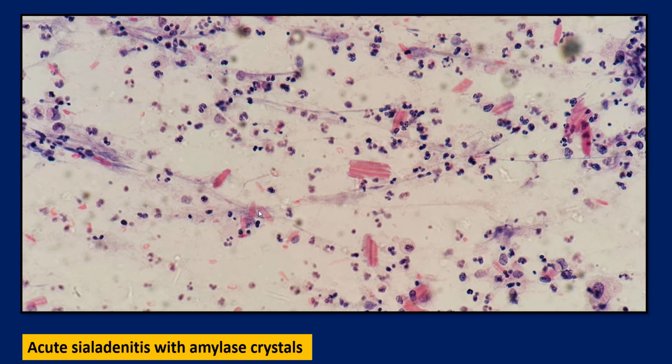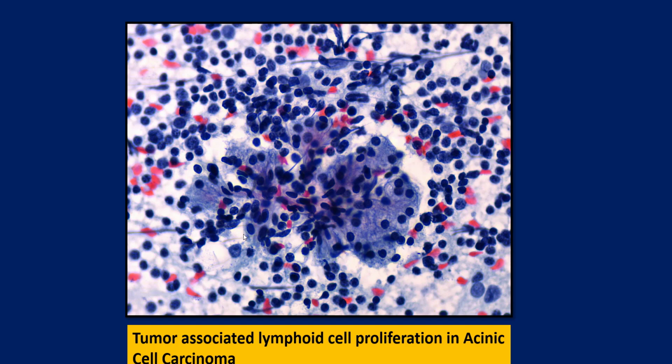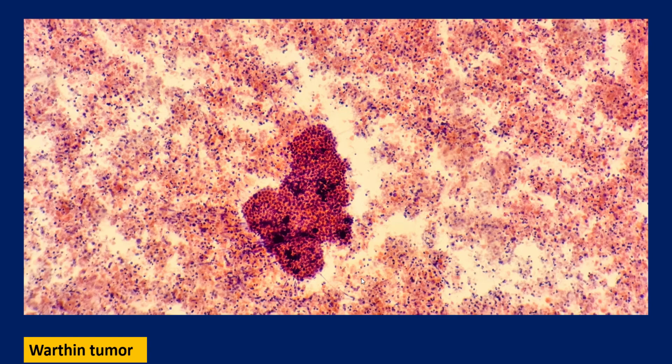So this is a case of acute sialadenitis. You see these structures, parallel line, like rectangular structures. These are amylase crystals, which are very commonly found in acute sialadenitis. This is a case of a granulomatous sialadenitis with loads of differential diagnoses, which can come, infectious, non-infectious. This is an example of a tumor-associated lymphoid cell proliferation. In one of our cases, it turned out to be an acinic cell carcinoma. As I have said, you can see a lot of tumor-associated lymphoid cell proliferation with mucoepidermoid carcinomas too.